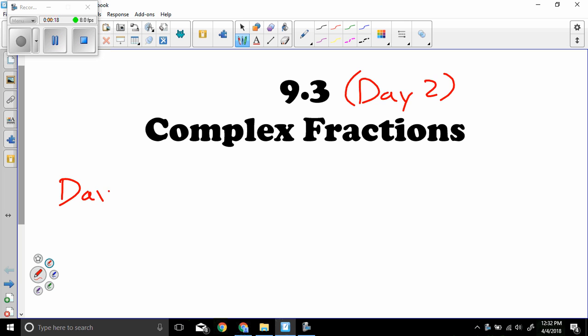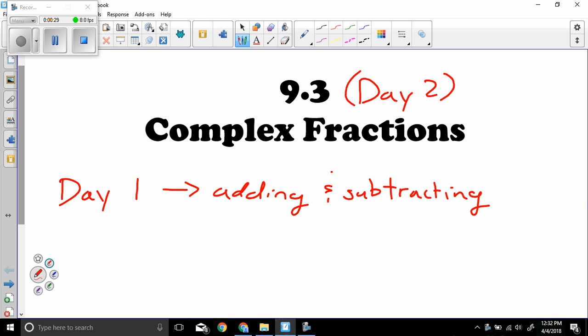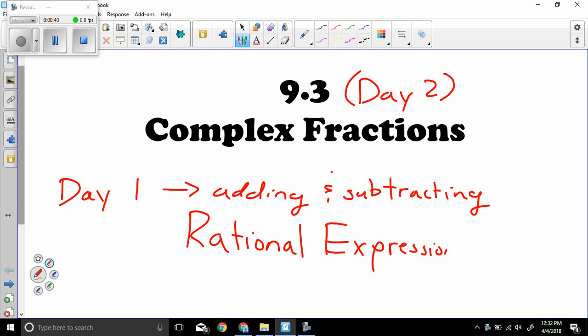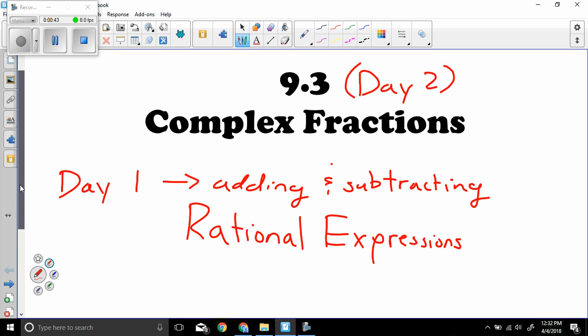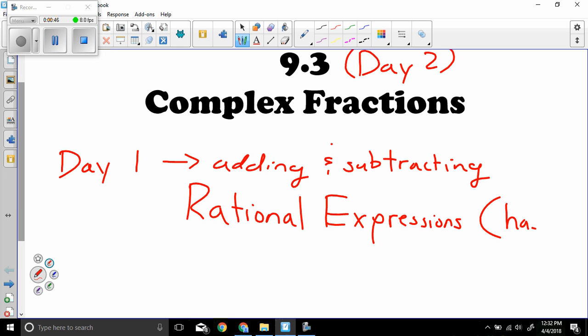So day 1, adding and subtracting. And what were we adding and subtracting? Well, that's where we were adding and subtracting rational expressions. An expression has no equal sign. Thus, it cannot be solved. It can only be simplified.